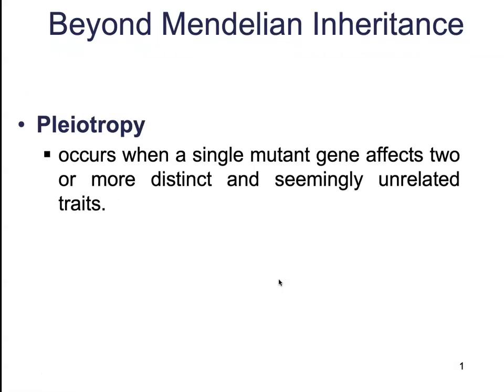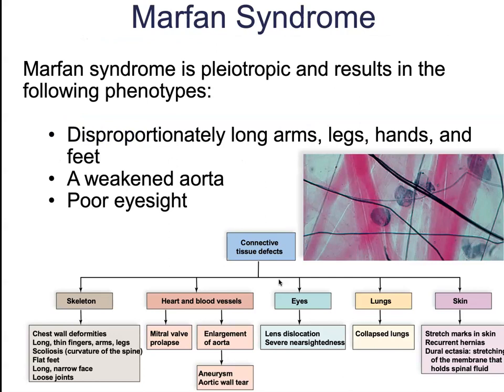Pleiotropy is also a very interesting non-Mendelian genetic effect. This occurs when a single mutant gene affects two or more distinct and seemingly unrelated traits. A great example of this is Marfan syndrome. Marfan syndrome is a pleiotropic disorder, and it results in the following phenotypes.